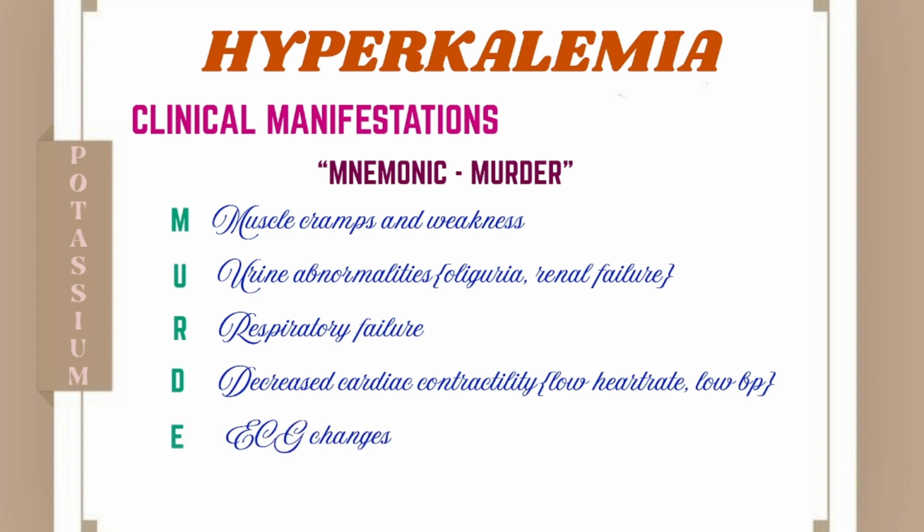E stands for ECG changes. Due to hyperkalemia, various ECG changes develop. R, reflexes, hyperreflexia. In case of increased potassium, hyperreflexia occurs because neuromuscular transmission is impaired. So these are the clinical manifestations of hyperkalemia, and we have to remember these from the mnemonic murder: muscle cramps and weakness, urine abnormalities, respiratory failure, decreased cardiac contractility, ECG changes, and reflexes.